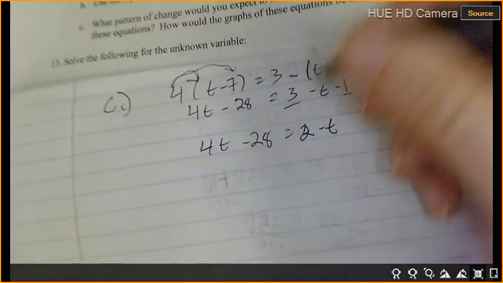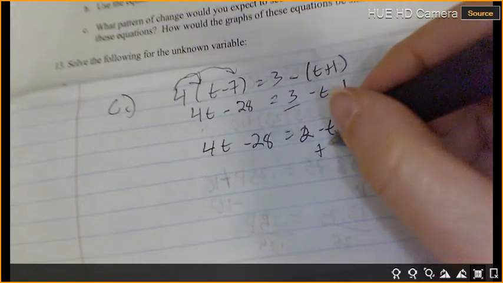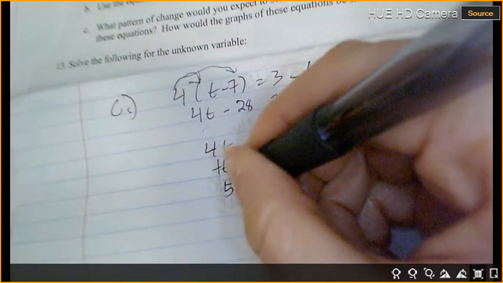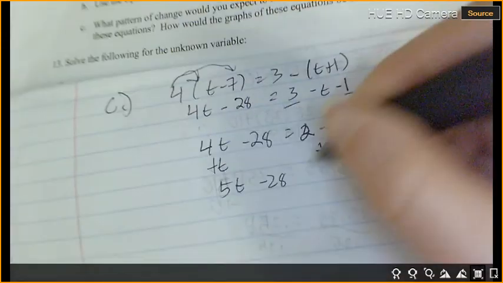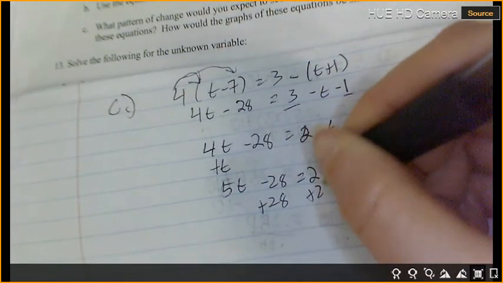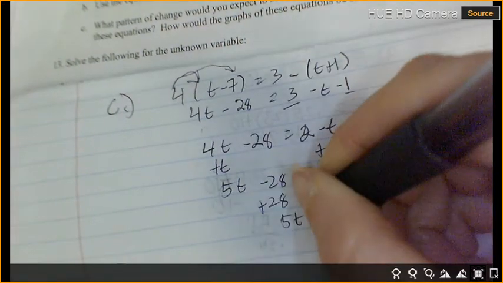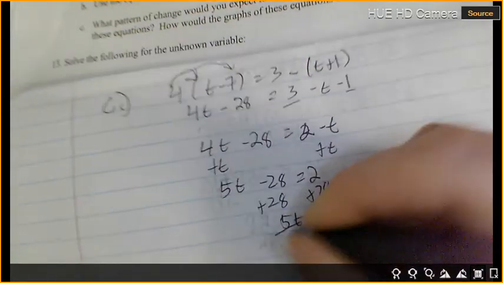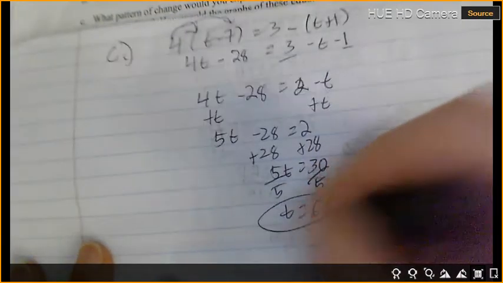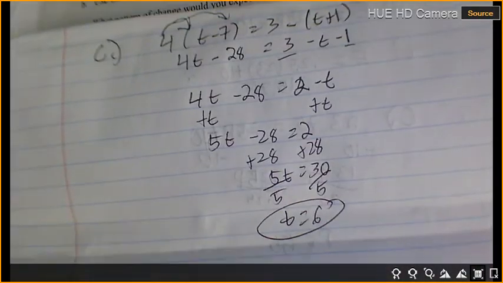I'm going to get all the t's on one side, so I'm going to add t to both sides. So I get 5t minus 28 equals 2. I'm going to add 28 to both sides. I get 5t equals 30. I divide both sides by 5, and so t equals 6. Questions? All right, let's go to 14 then.